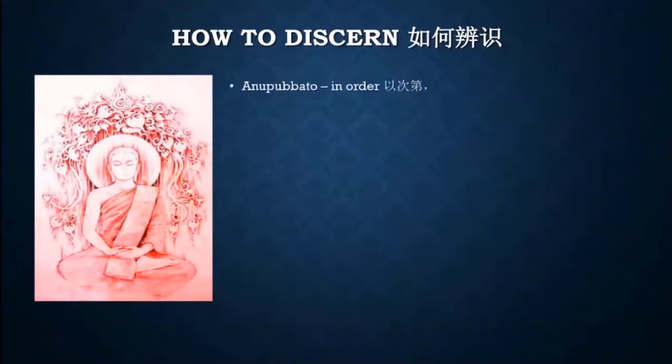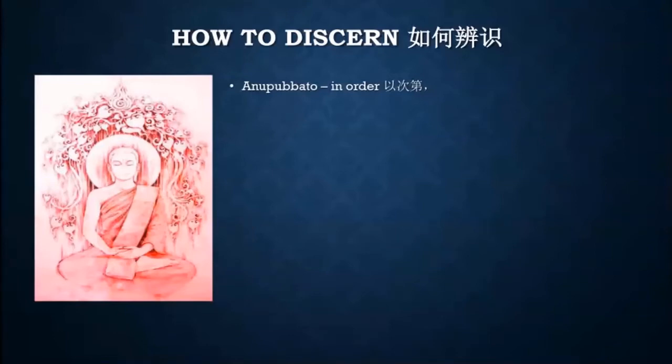The first one, Anupubbato, in order. You have to discern the 4 elements in order: earth element, water element, fire element, wind element. Don't change the order. If we change the order, later it will be very messy. That's why just discern orderly. This is the first thing we have to know.